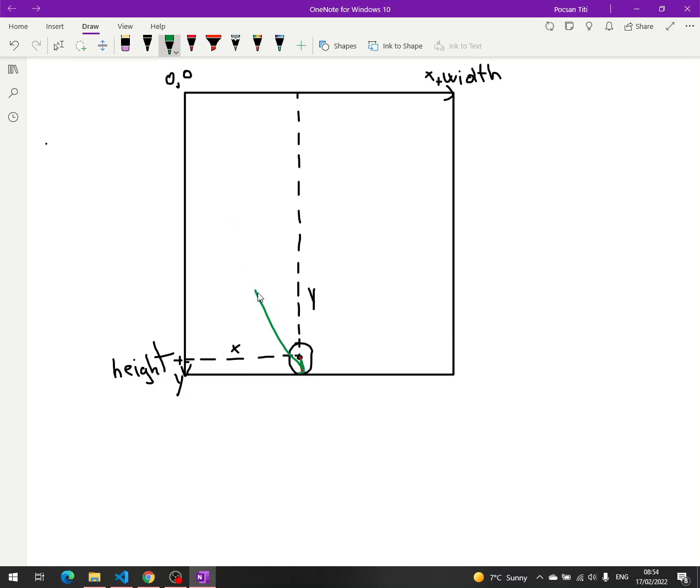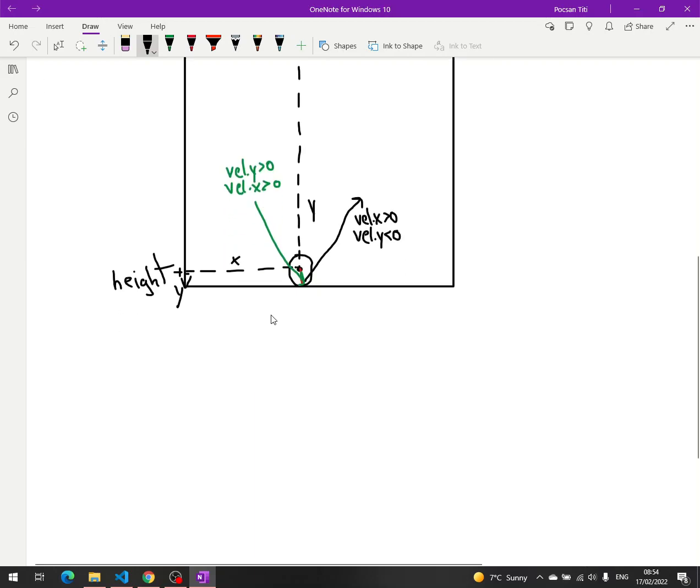We can see that our ball is moving down and to the right, and basically this means that velocity y is greater than zero and velocity x is once again greater than zero. And when the ball collides with the bottom edge, we want the bouncing to look like this, which means velocity x stays the same, greater than zero, we are moving to the right, and velocity y has to be less than zero because right now we are moving top. But first things first, let's talk about collision.